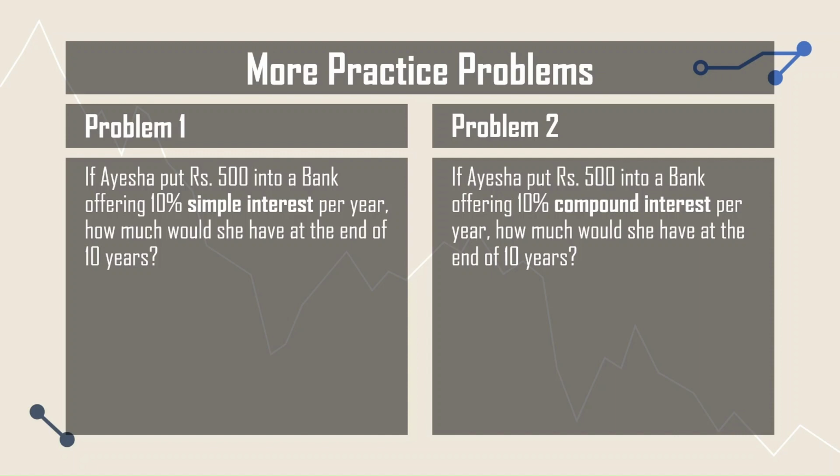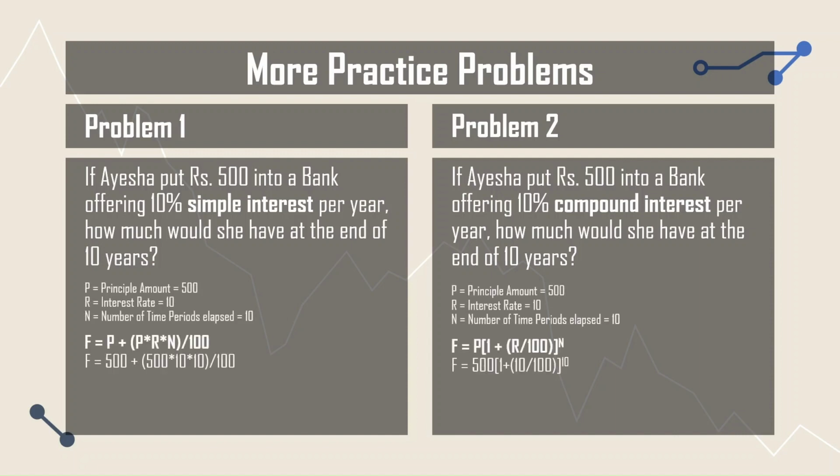Let's look at the problems. Firstly, the principal amount is 500 rupees, the interest rate is 10%, and the number of time periods elapsed is also 10 years. So the final amount is 500 plus 500 times 10 times 10 divided by 100 in the simple interest formula. Now, I know you can cancel the 10 and 10, but I've just gone through the full method here. So 500 plus 50,000 divided by 100, which is 500 plus 500, and that's 1,000 rupees. Therefore, at the end of 10 years, Aisha has 1,000 rupees.